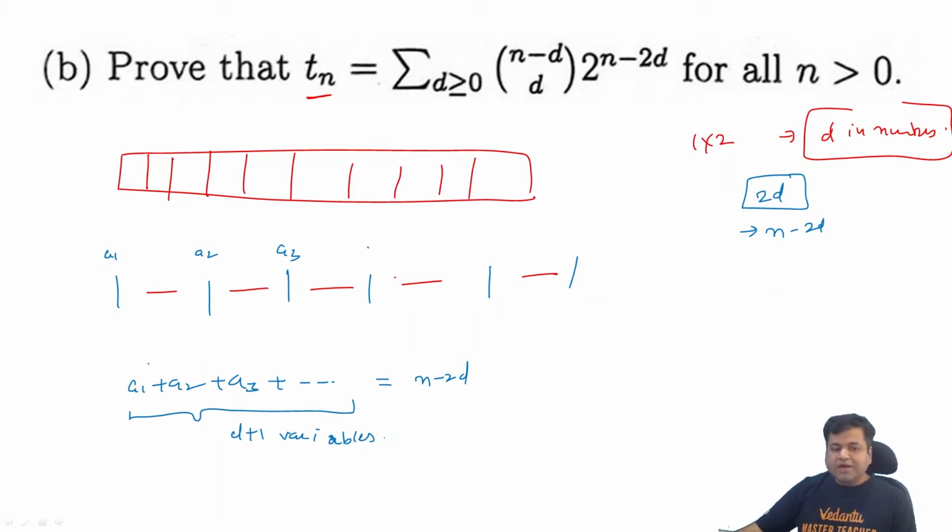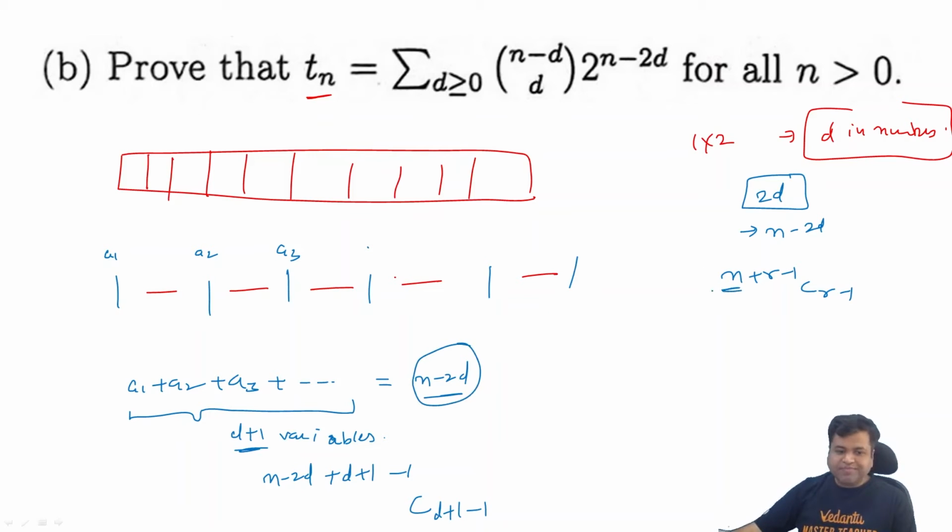Now if I find its number of ways, what was its number of ways? n minus 2d plus d plus 1 minus 1 C d plus 1 minus 1. This is what we studied: the number of ways of distributing n identical objects among r objects, that is n plus r minus 1 C r minus 1. Here n minus 2d is behaving like n, and d plus 1 is our r, and hence this formula. And this comes out to be how much? 1 gets cancelled out with 1, so this is n minus d C d.